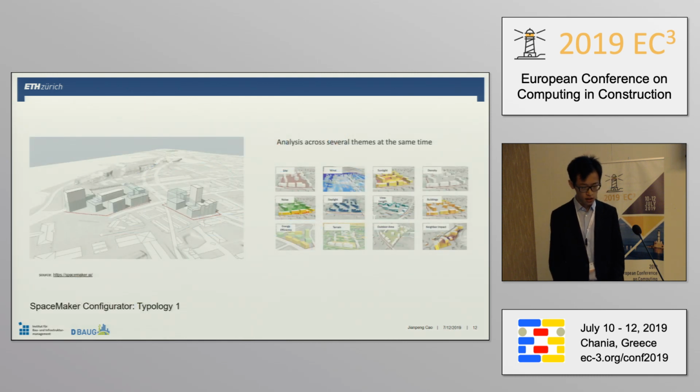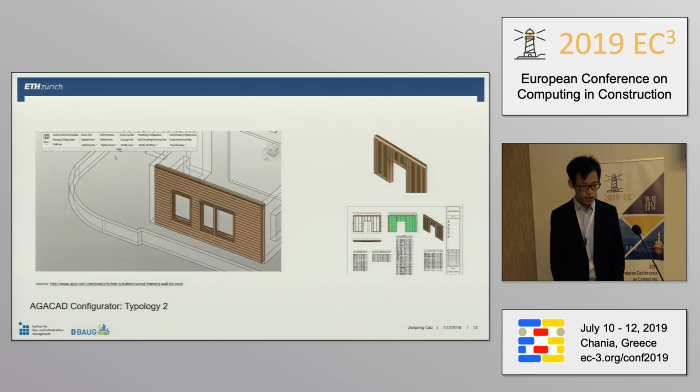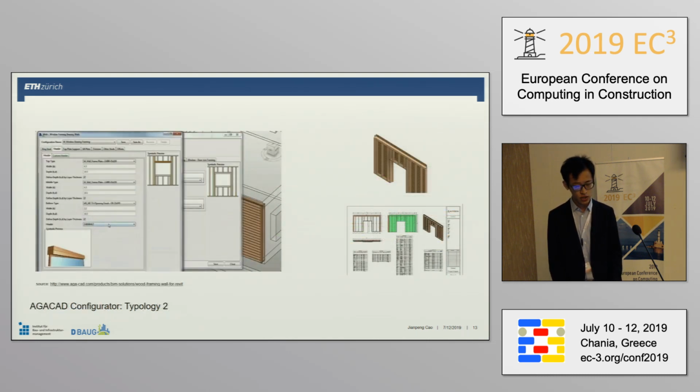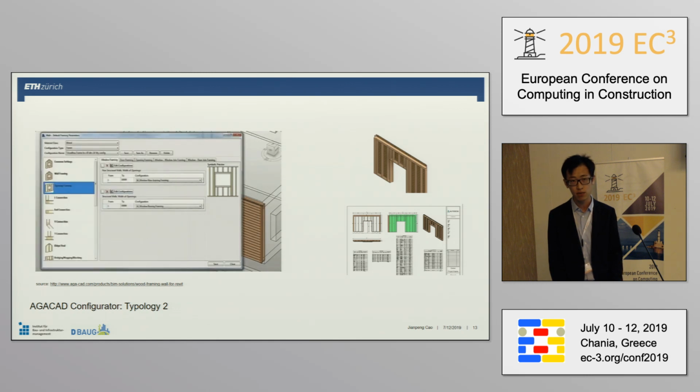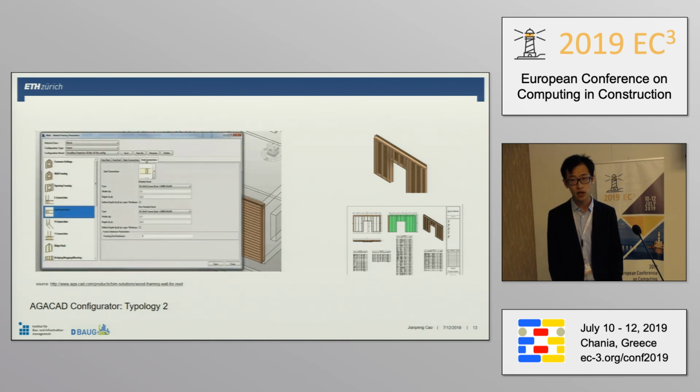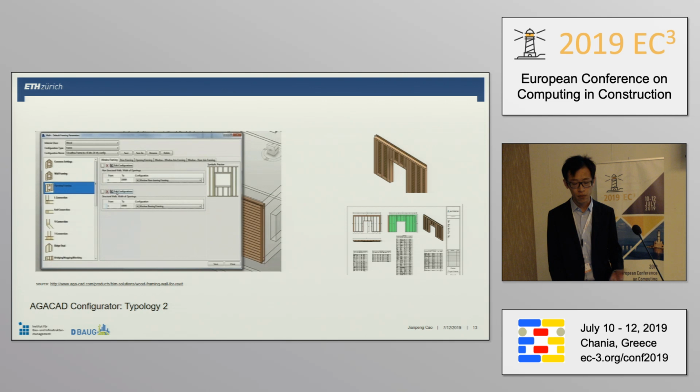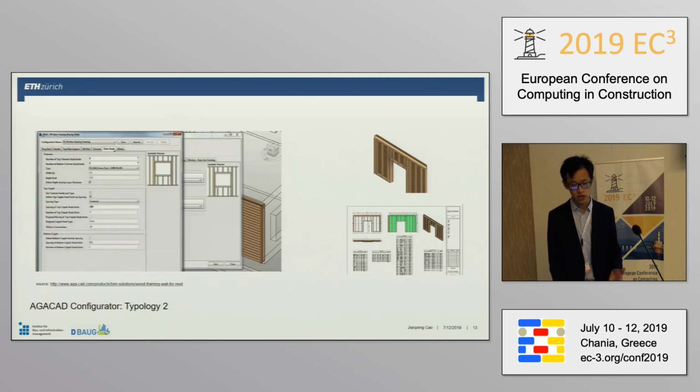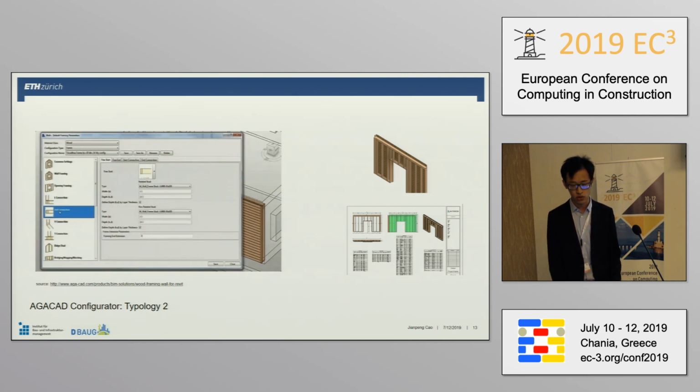So this is an example of a typology 1 configurator. It offers planners multiple site layouts by taking the building performance into consideration, such as the energy efficiency, the daylighting, and surrounding noise, etc. And this is a type 2 configurator. It is built upon the existing BIM application, Revit, and it is used to generate the fabricated model as well as shop drawings.